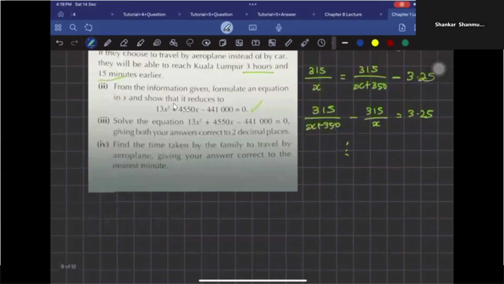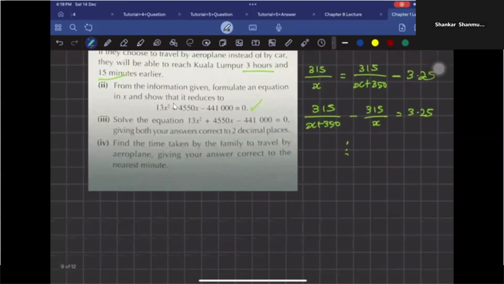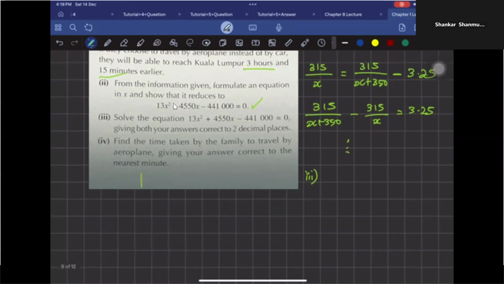And then for your part 3, solve the equation. Simple, it is the same thing. Do completing the square or formula method. I'm not going to go through it. And then your part 4, find the time taken for the family to travel by aeroplane. So this one is just substitution. Okay.